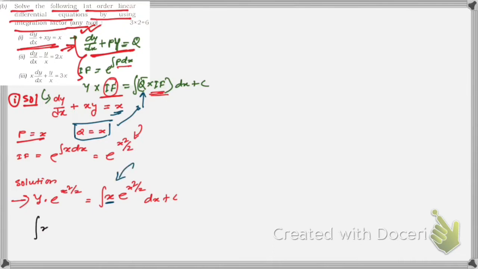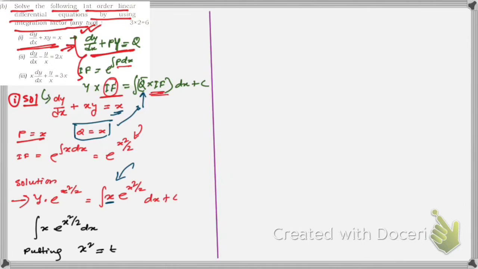So what you will get is integration x e to the power x square by 2 dx. Put x square as t, so x square is equal to t. Now if you differentiate with respect to x, you will get 2x dt by dx, and so x dx is equal to dt by 2.